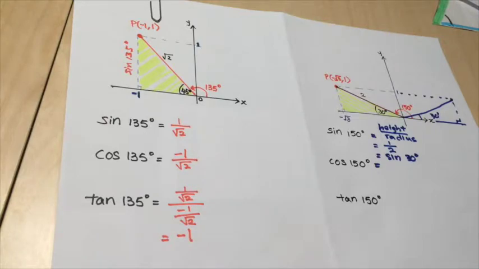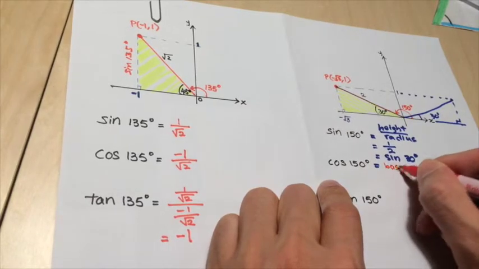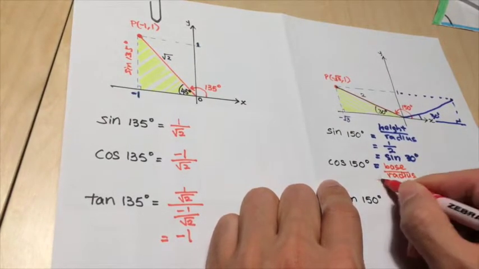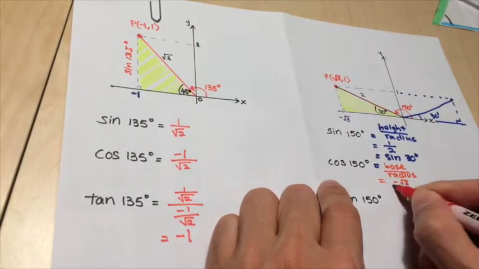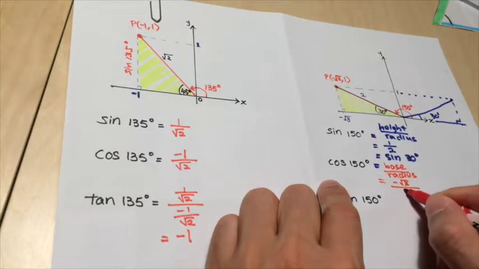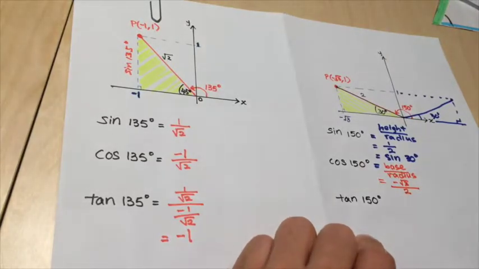How about cosine 150? Well, cosine 150 is the base over the radius or the hypotenuse in this case. The base here is negative square root of 3 over the radius or the hypotenuse. In this case is 2. So negative square root of 3 over 2.